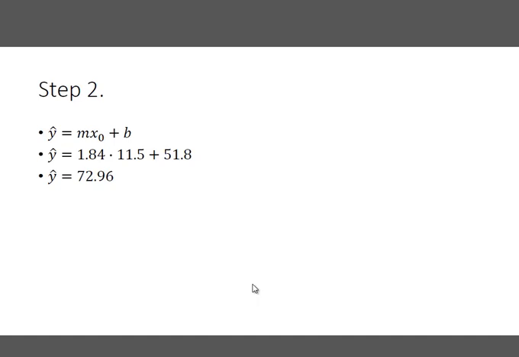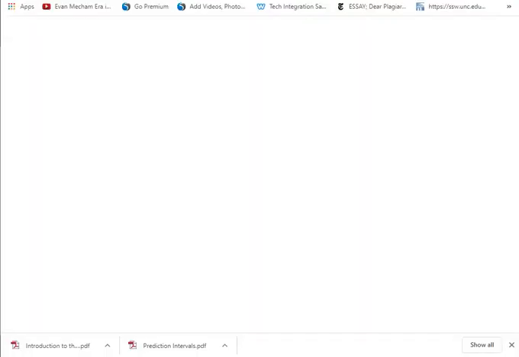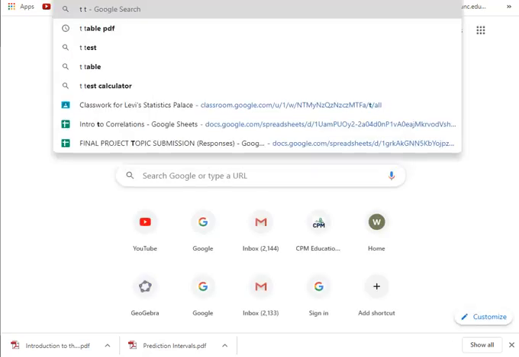Step 3 is t-table time. All right, so if you remember, our degree of freedom is 14 and our confidence level is 95. So I'm gonna go get me a t-table. So let me Google this real quick. T-table.